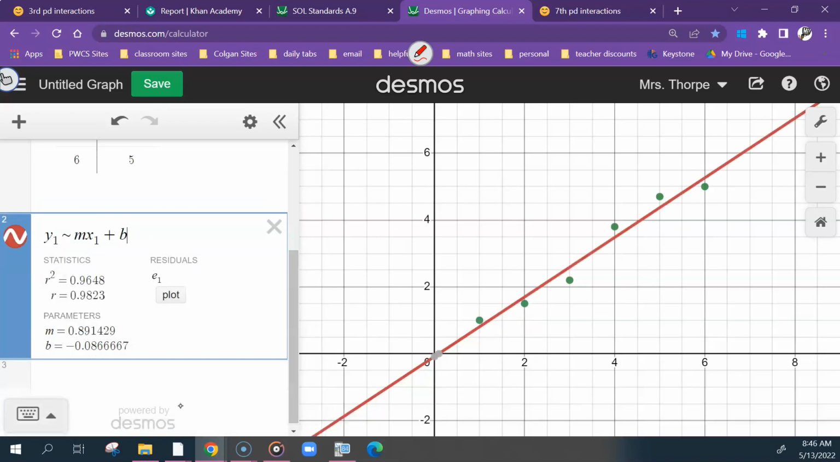So it has to look like a line or the equation of a line, but with the y1, x1, and the tilde, the squiggly line. And you would get your m and your b. So that would help you write the equation for number 1. And again, it would tell you how many decimals to round to. If it said round to 1, this would be 0.9 and negative 0.1. If it said round to 2, 0.89 and negative 0.09. Or it may say round to the nearest integer, which would be 1 and 0.